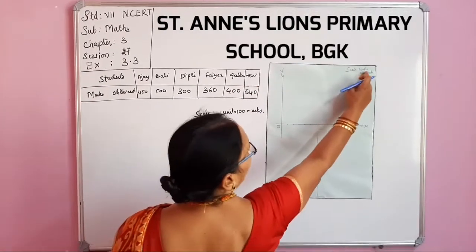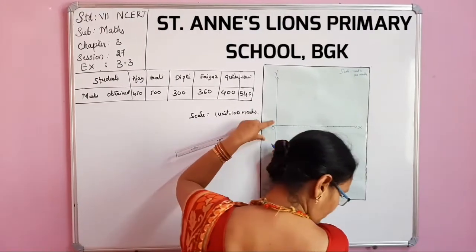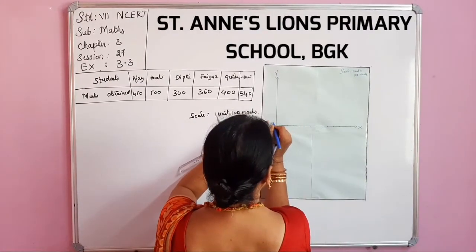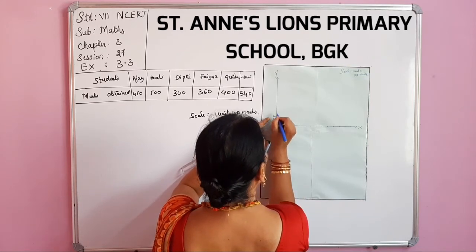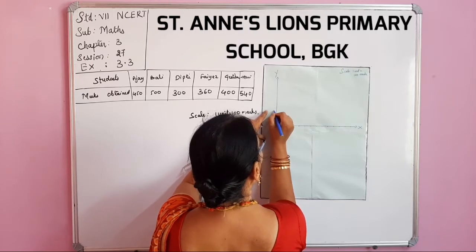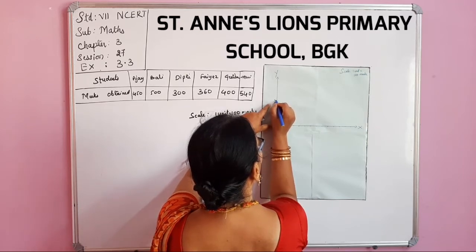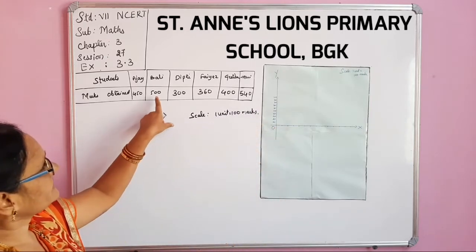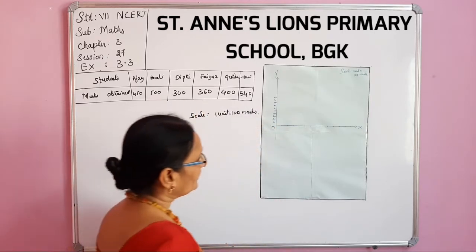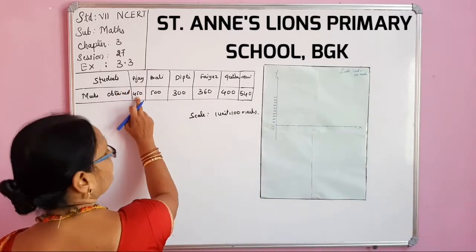Here each unit equal to 100 marks. Here see, 1 unit 100, here 200, 300, 400, 500, 600, 700, 800, 900 and 1000. Enough, because here the maximum is 500. So this is enough. Now the first one in the table we see Ajay scores 450.